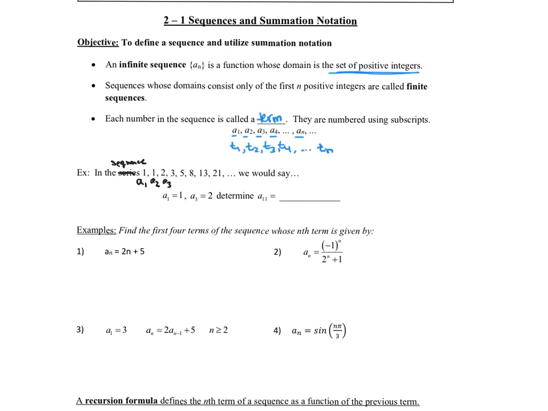The number 3 is term 4 because it's fourth in line. The number 5 is term 5. The number 8 is term 6, and so on and so forth. So we would say that A1 is 1, A3 is 2, just so we understand how terms are labeled. And we want to find A11.